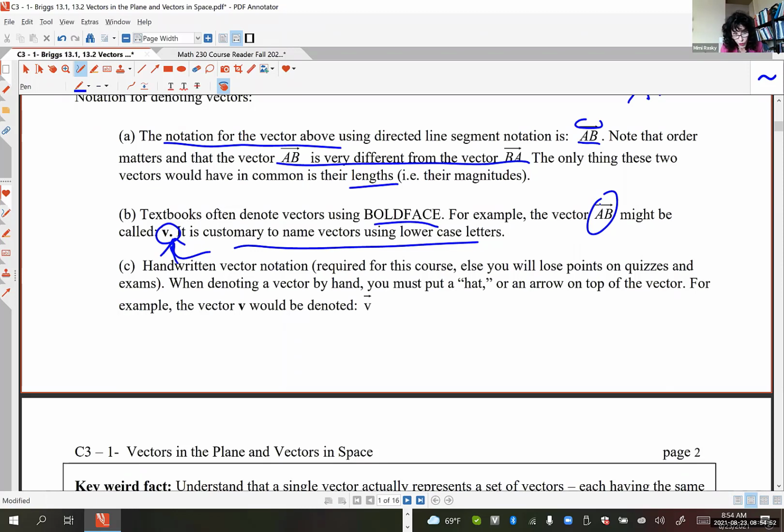Now, when you handwrite your stuff, and that's going to be you when you upload your quizzes and exams, you're not going to be able to use boldface. You'll just write the lowercase v and you'll put a little arrow on the top like this, or like this. You can do it with a half arrow. I'll be okay with that. Either one of those I'm okay with on your exams and quizzes. And that means the vector v.